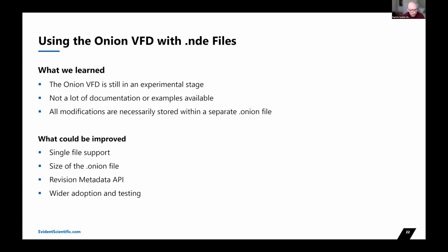Then the size of the Onion file: we noticed that when modifying a data set and saving a new revision of this data set, the whole dataset seems to be saved in the Onion file. Maybe there are better strategies for that. Maybe we were not using exactly the best strategy, but we think it would be worth having just the difference, or something that would not save the entire dataset in a new revision. Of course, the VFD is not aware of the HDF5 structure, so it may be complex to implement as well. So we are aware of that.